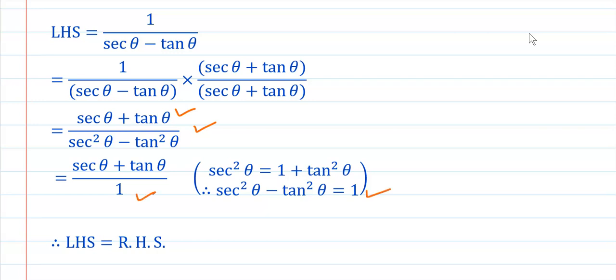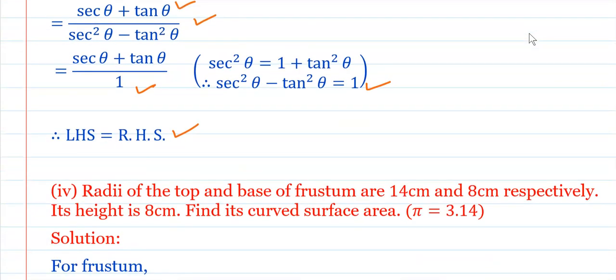म्हणजे इथे किती आलं तर 1 आलं. And hence sec theta plus tan theta upon 1. Okay. And that is nothing but the RHS. And hence LHS is equals to RHS.